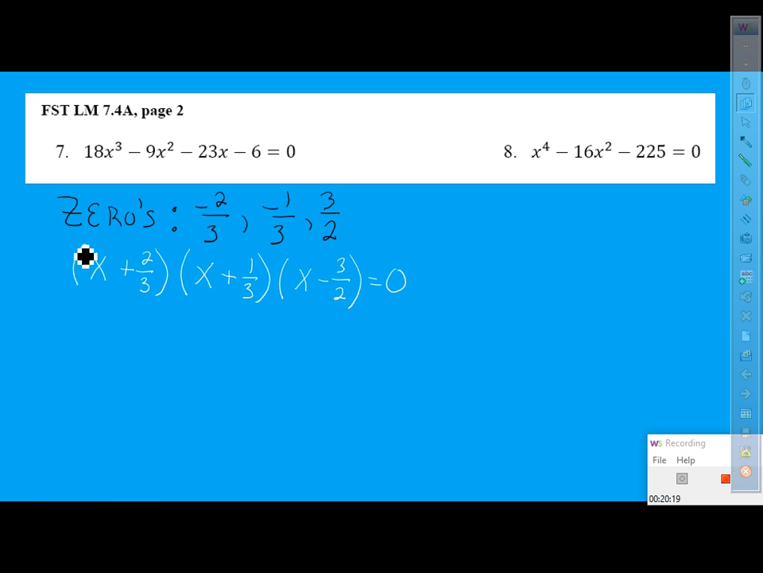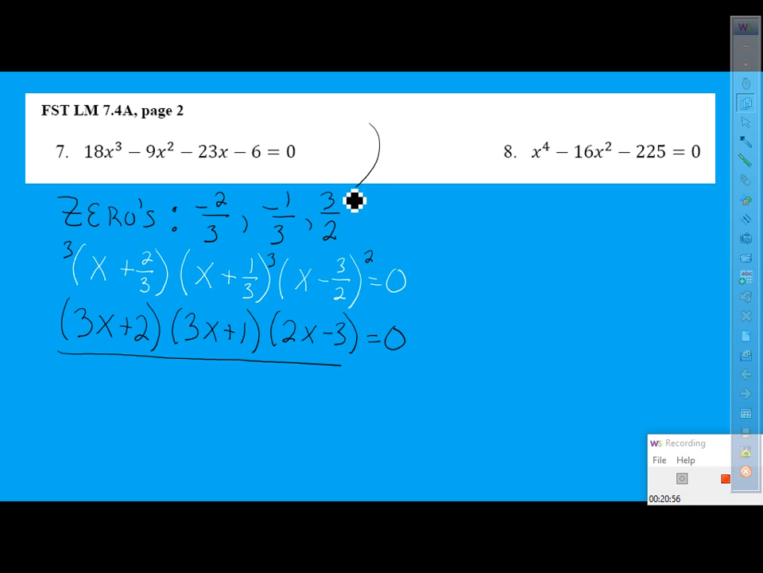So, I'm going to multiply this piece right here by 3, and one of my parentheses is 3x plus 2. I'm going to multiply this piece also by 3, which leaves 3x plus 1. I'm going to multiply this piece by 2, which leaves 2x minus 3. So there it is, factored equal to 0. So guys, the hard part here is the calculator work, getting the answers.